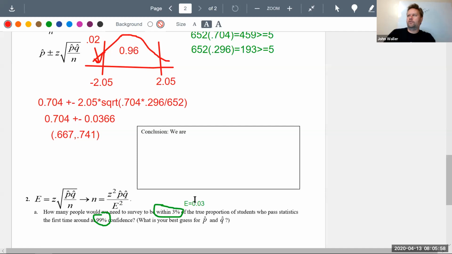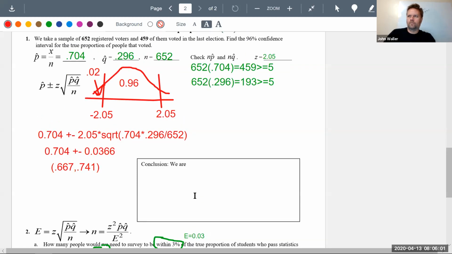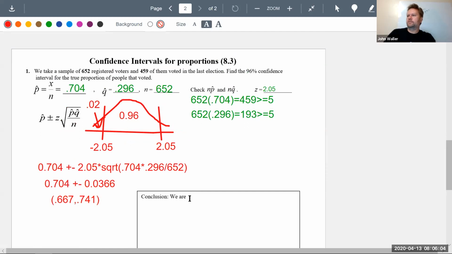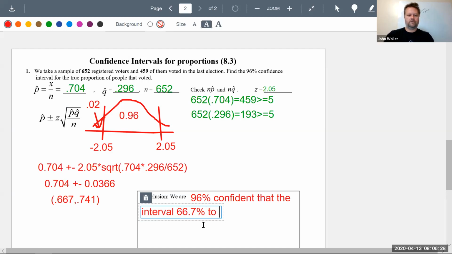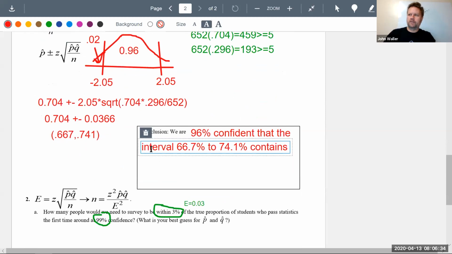Okay, holy macaronis. All right, so let's see. I'm going to write down what I get here. We are 96% confident. Where's percent, Jeff? There you go, buddy. That the bing interval 66.7% to 74.1% contains or captures bing. And here's where I like to say, this is the plagiarize step.